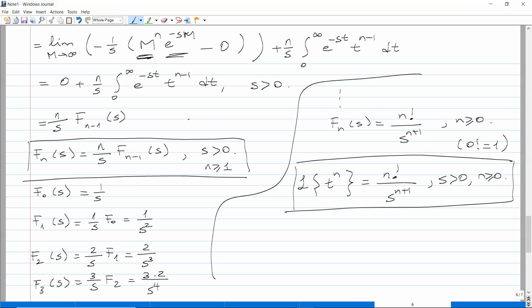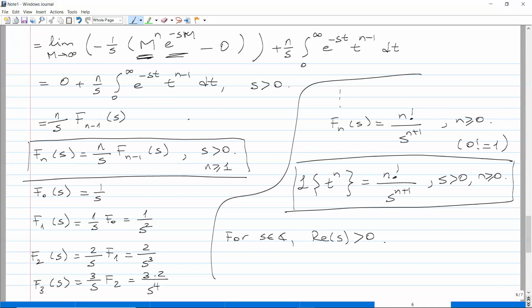Of course, for s complex, we have the real part of s greater than 0. I'm sorry, I should use complex numbers, but I slip sometimes and go back to real.